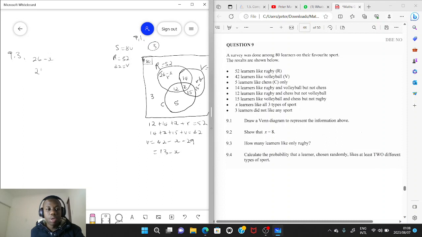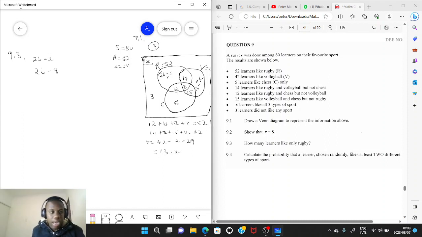So the probability, what is the first thing we determine? 26 minus X, and we were able to determine the value of X. The value of X was 8, right? So what is 26 minus 8? I have 18, right? And then we know that the probability of only rugby will be 18 over the sample space, which is 100, right? Not 18 over 100, sorry. In this case, the sample space is 8, is not 100. Apologies, right?